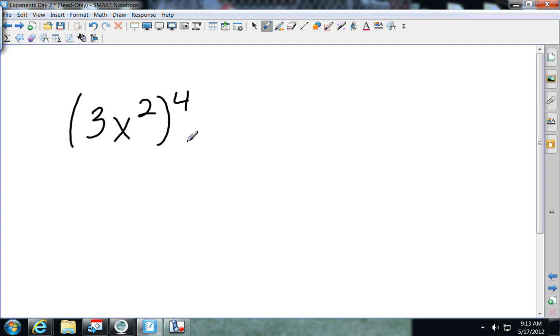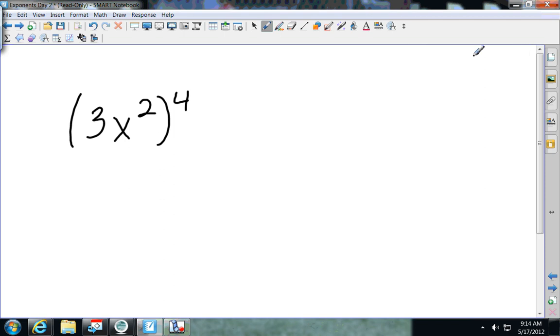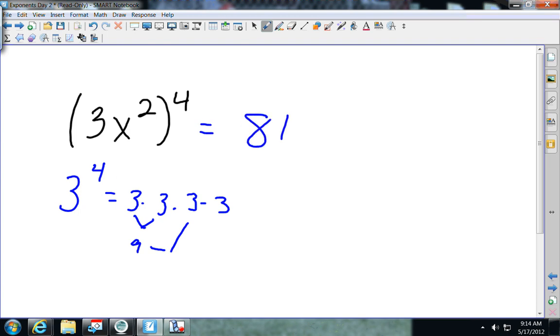Try this one. Okay, on this problem right here, this is 3 to the 4th power. Right? 3 to the 4th power means 3 times 3 times 3 times 3. Well, without a calculator, this is 9. It's 81? Okay. So if you take 3 to the 4th power, it's 81.